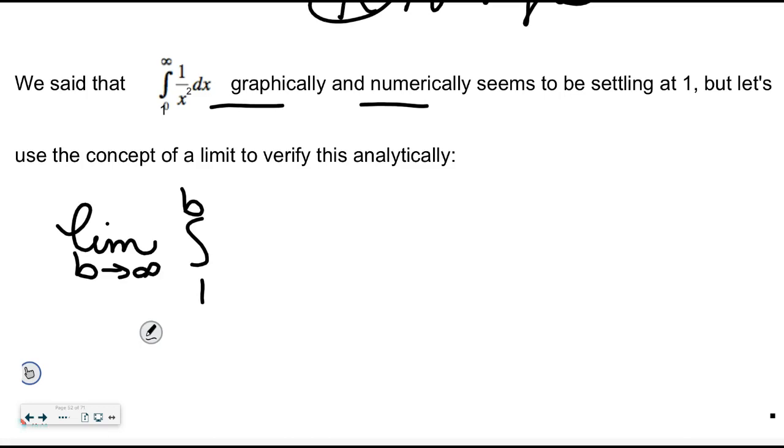Infinity. We're actually going to integrate it. So I think I want to see the power. So let's write it as x to the negative 2nd. And this is what was helpful.